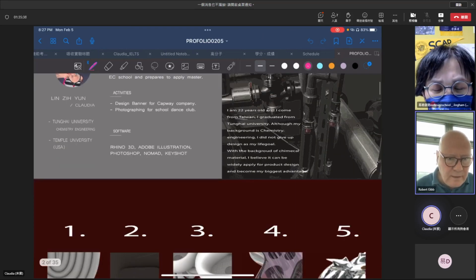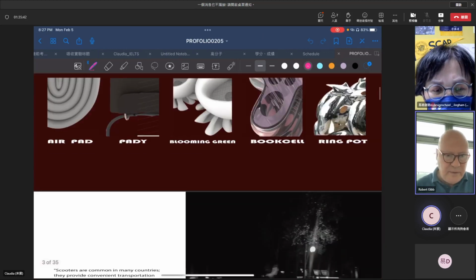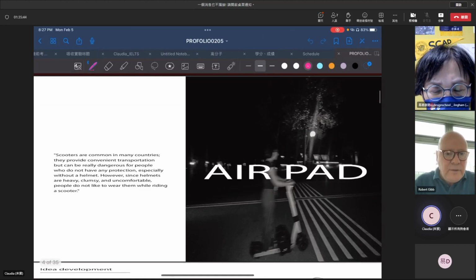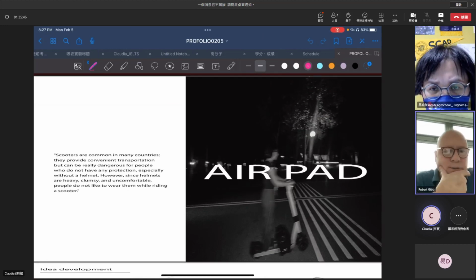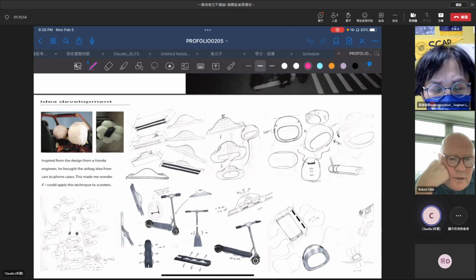Okay. So this is a brief about me, and then the dialogue, and then this is my first project. So the project's about scooters. Yes, it's dangerous. It's an airbag on the scooter. Okay.